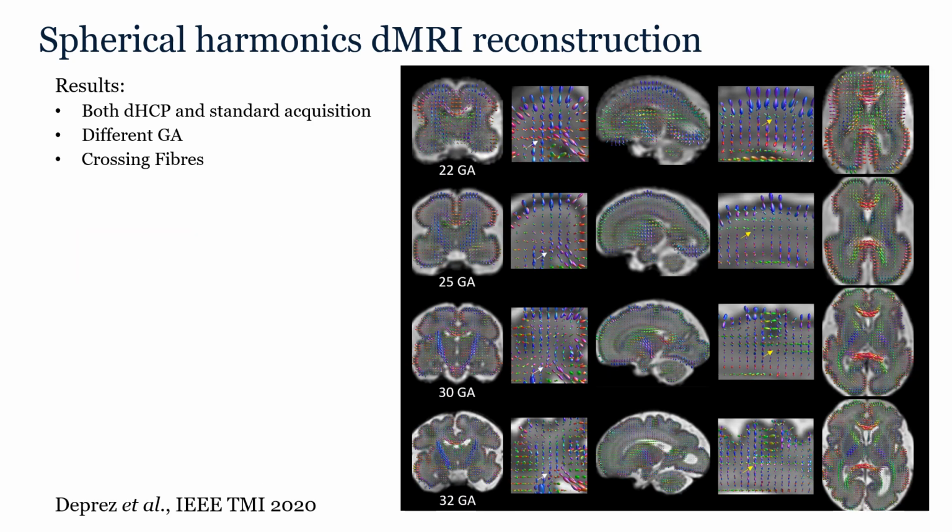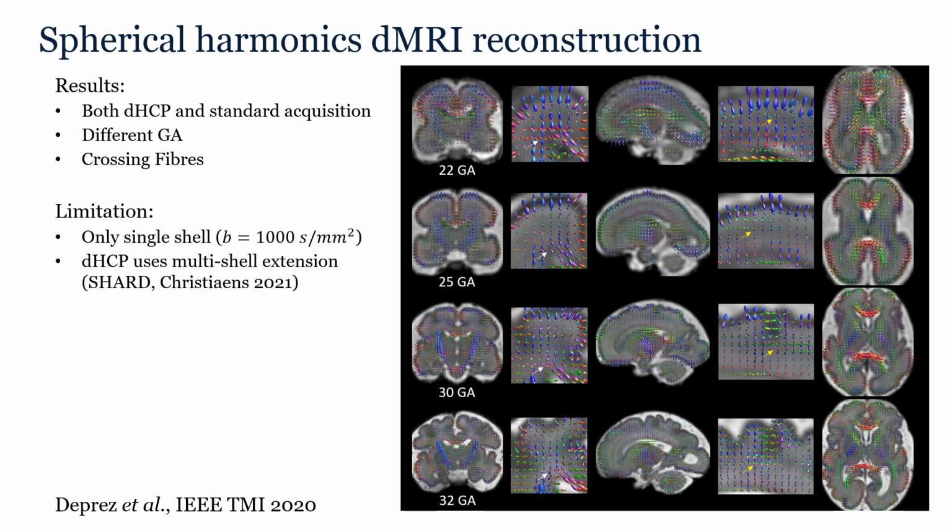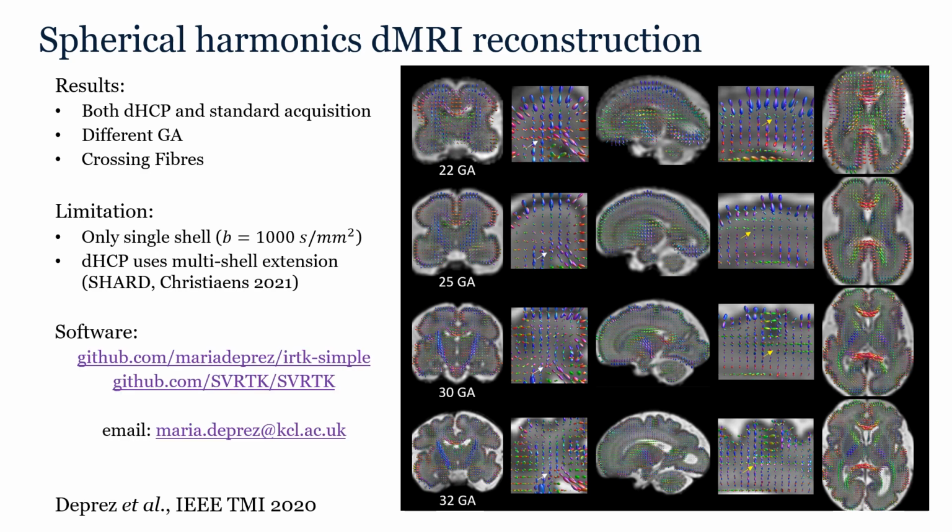Here you can see the resulting white matter fiber orientations for the fetal brain of various gestational ages. We can also observe crossing fibers. This technique works for both standard and DHCP acquisitions. The limitation is that it works only for a single shell, which means a single b-value. It could be 1000 or 750, for example, and DHCP uses a multi-shell extension of this technique called SHARD.